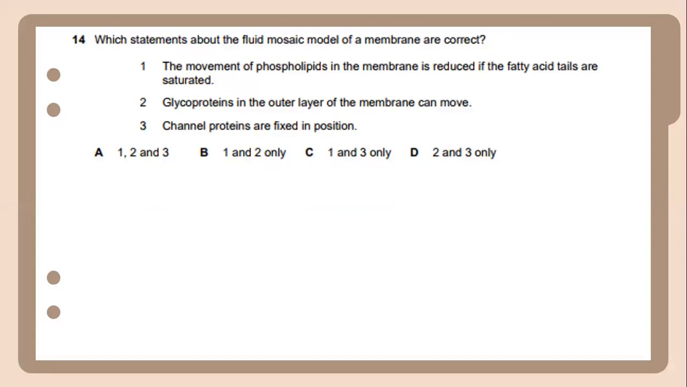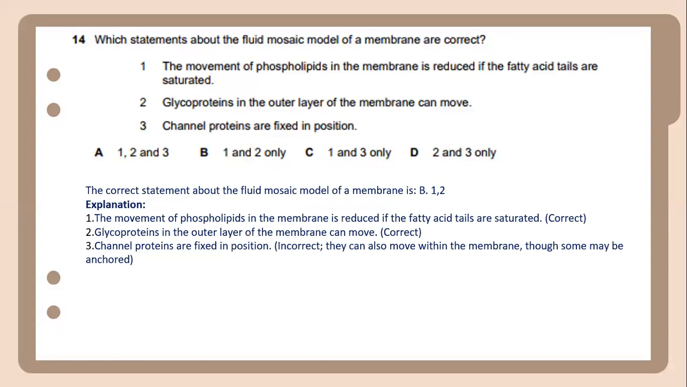Number 14. Which statements about the fluid mosaic model of membranes are correct? The correct answer will be 1 and 2: the movement of phospholipids in the membrane is reduced if the fatty acid tails are saturated, and the glycoproteins in the outer layer of the membrane can move. The statement that channel proteins are fixed in position is incorrect because they can also move within the membrane through some membrane anchor.